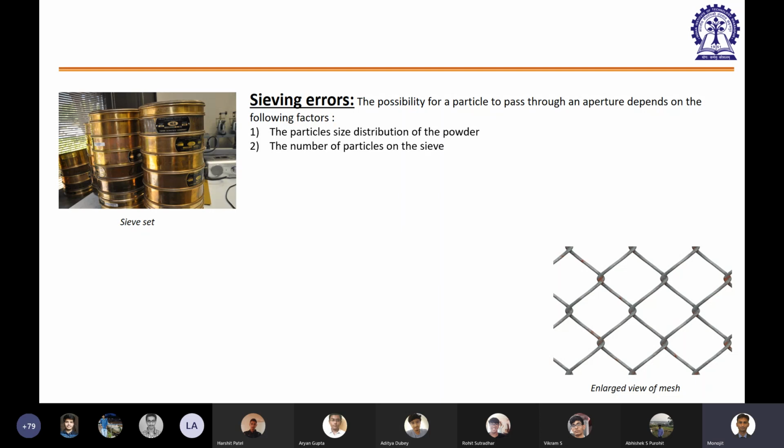The number of particles on the sieve. Okay, this is not a sieving error. This is basically the possibility of a particle to pass through an aperture, which depends on the following factors. So what is the factor which will determine whether the particle will pass through a specific aperture or not? Obviously, the size distribution of the powder or the mixture that we are talking about, and the number of particles on the sieves. So what if the number of particles is too high?